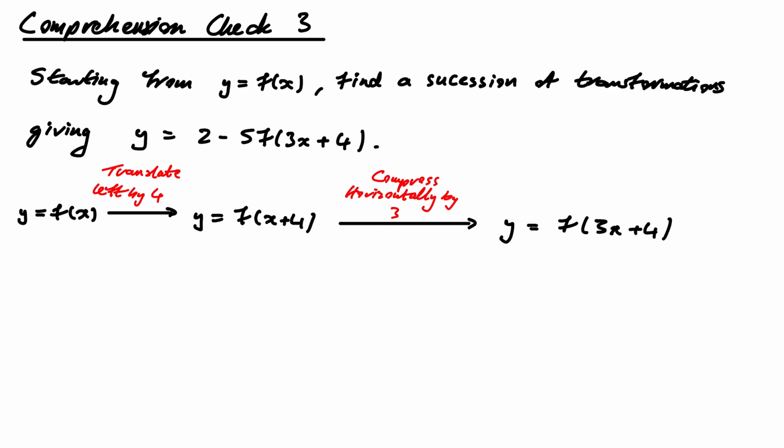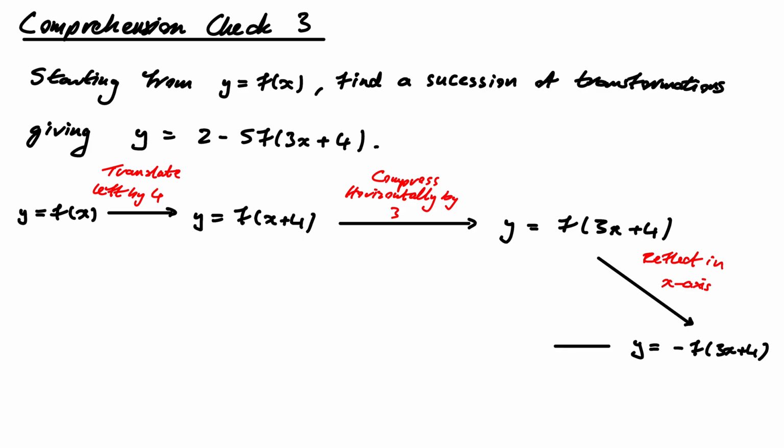So the vertical stuff, do we need to do a reflection in the x-axis? Well, I think so, yes, because we have a negative here. I want a negative there. So let's reflect in the x-axis. So this gives us y is equal to minus f of 3x plus 4. That's the entire output negatived.